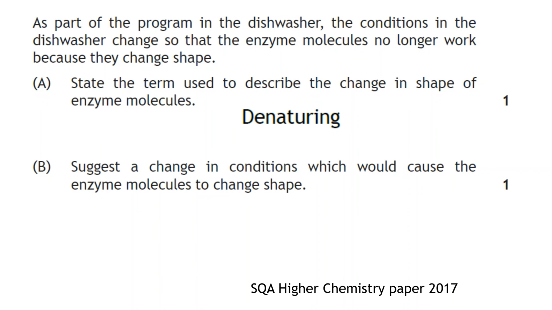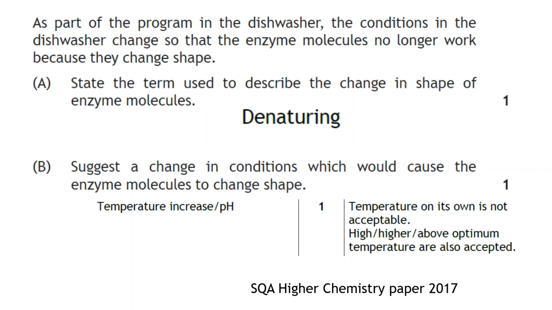Second question, suggest a change in conditions that would cause the enzyme molecules to change shape. There'd be two acceptable answers to this. It would be a temperature increase or change in pH. Note that you have to say temperature increase. Temperature on its own is not acceptable. So anything that suggests that you know that a higher temperature than the optimum temperature is required to denature a protein is also acceptable.